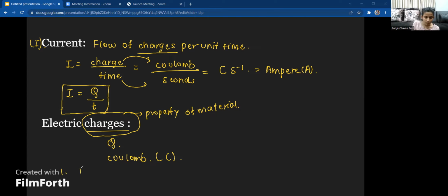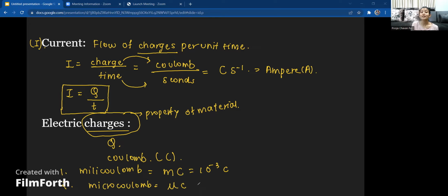The first one is millicoulomb. Millicoulomb is denoted with the letter small m capital C, and the conversion is 10 to the power of minus 3 coulomb, which means 1 millicoulomb is equal to 10 to the power of minus 3 coulomb. The second small unit of charge is microcoulomb, denoted with the letter mu, it is not U, it is mu C. The conversion is 10 to the power of minus 6 coulomb. So these are two small units of charges.